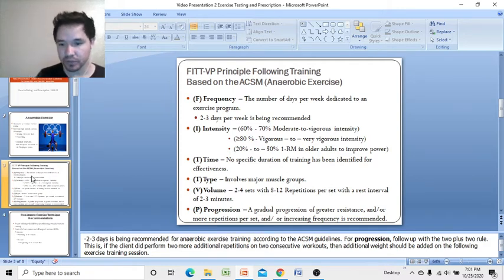Progression: for the progression, follow the 2+2 rule. This is if the client performs 2 more additional repetitions on 2 consecutive workouts, then additional weight should be added on the following exercise training session.